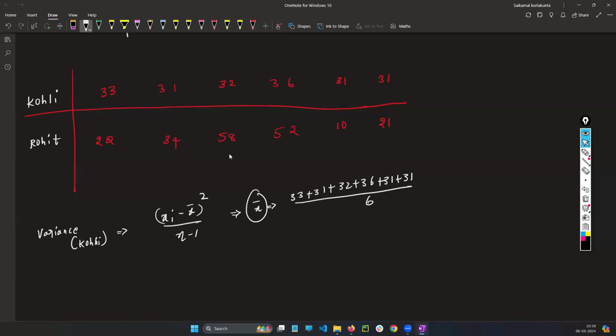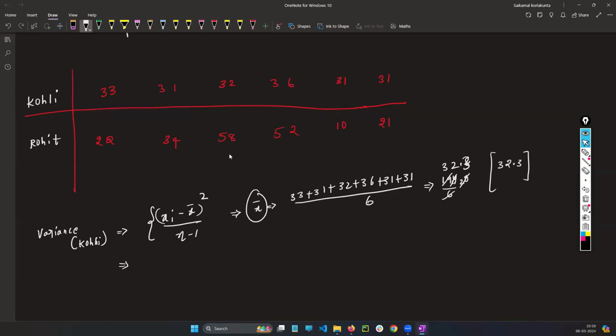You will get a value. If anybody has the patience, they can do the mathematics. 194 maybe. 33, 30, 63, 64, 194 by 6. 194 divided by 6 is 32.3. Am I right? So we are getting 32.3 as the mean value.